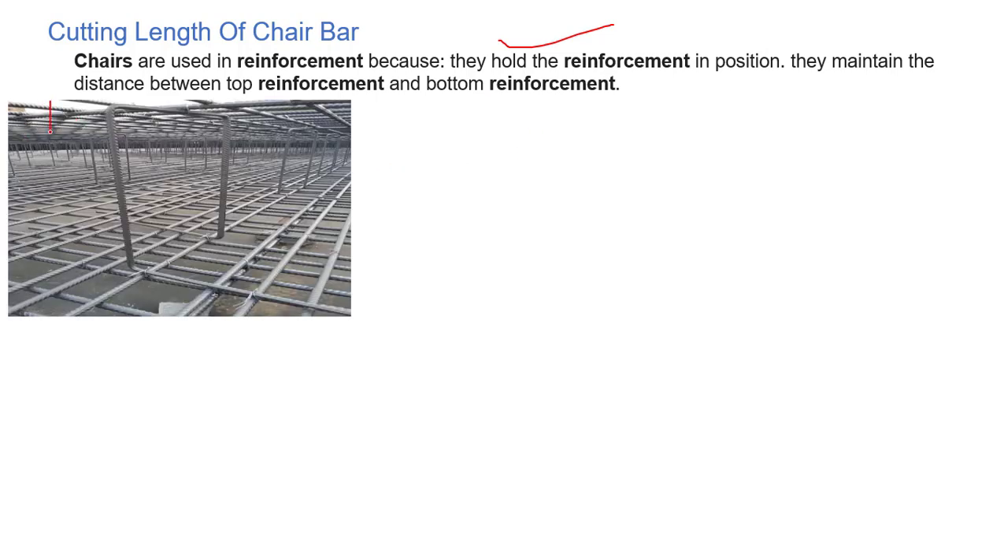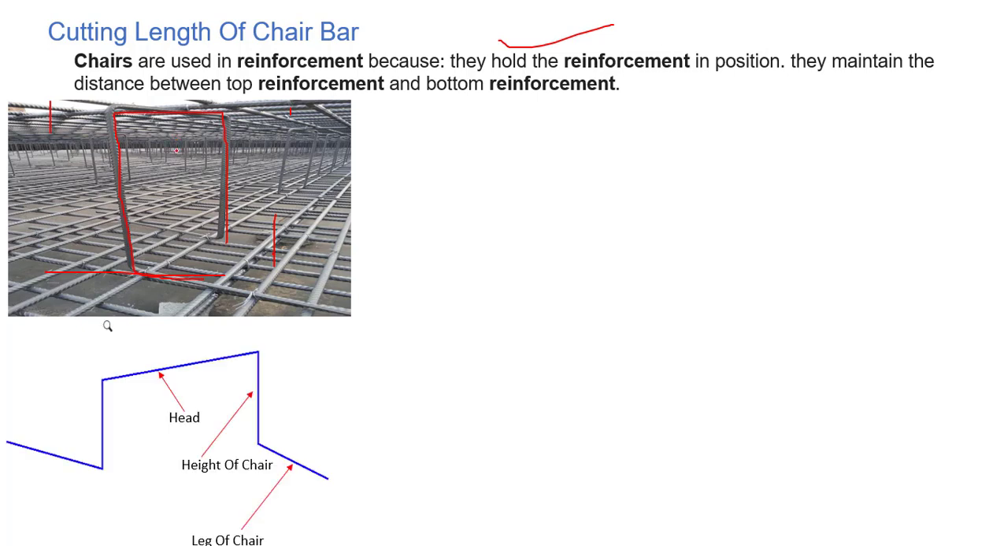Let's take an example. Let's suppose we have top reinforcement over here and bottom reinforcement over here, in a foundation it could be. To keep the distance, we need to put the chair bar over here. So it will maintain the distance between the top and the bottom reinforcement. You can see it in this picture as well. This is basically the chair bar, and we will see how we can find out the cutting length for this chair bar.